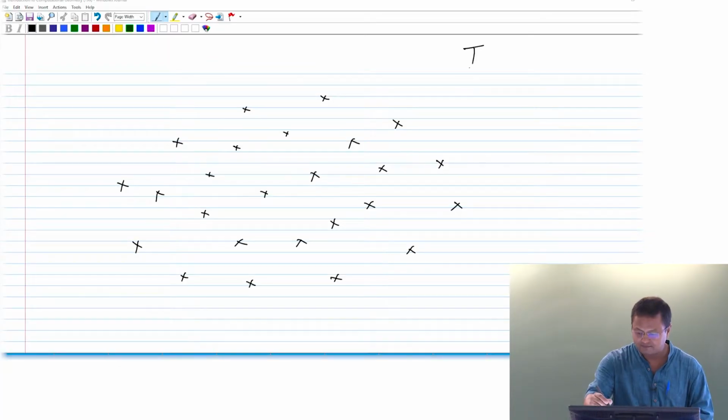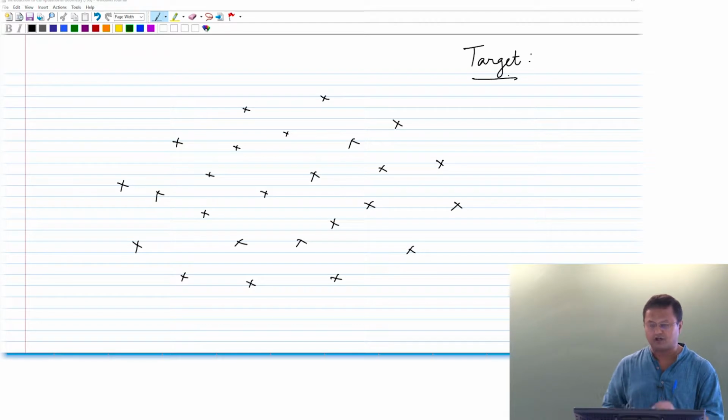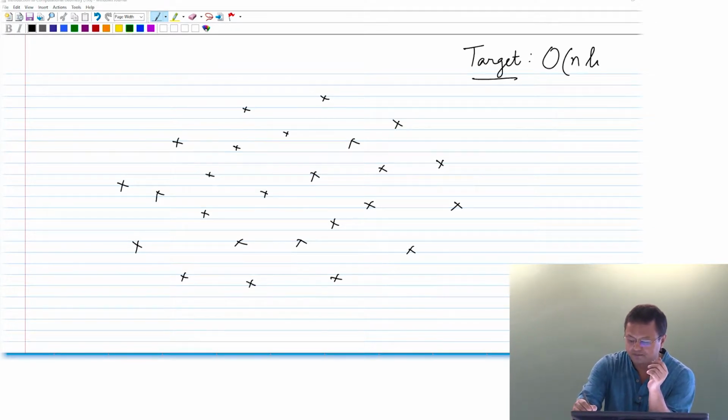points. We know the definition of convex hull. So, the goal is to compute this convex hull, and our target is... what should be a good target? N log n, right. Okay. We will see if we can do better.